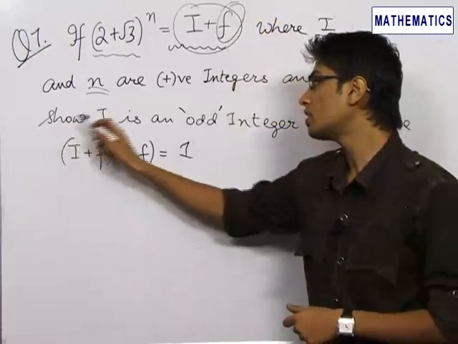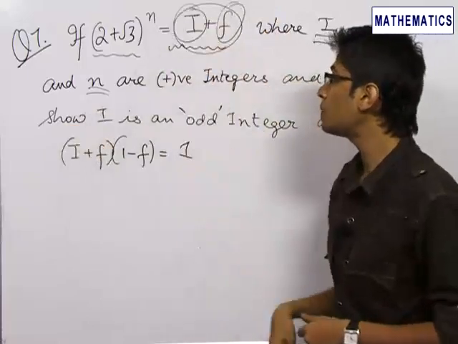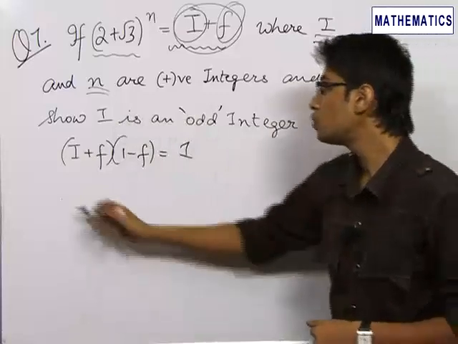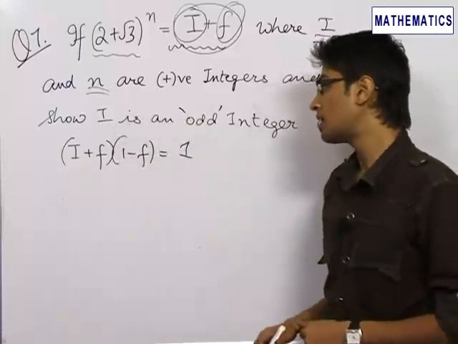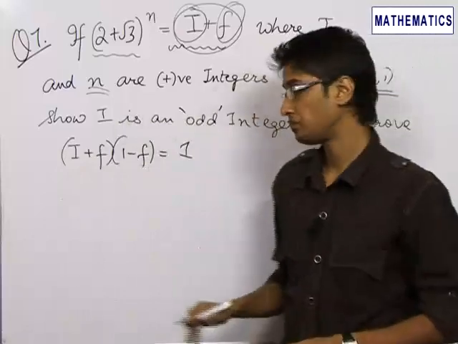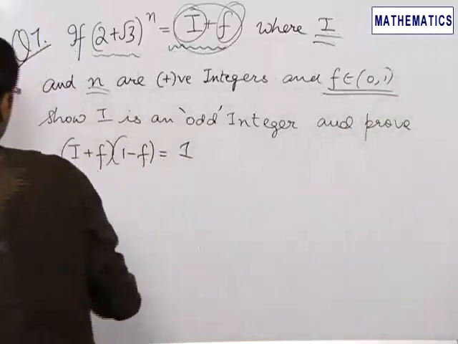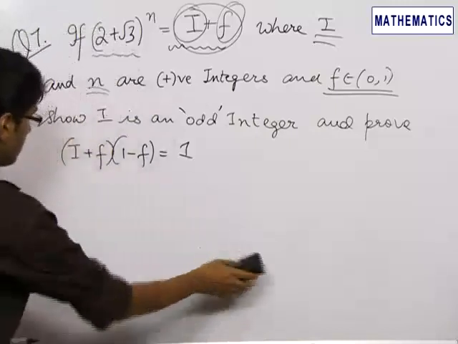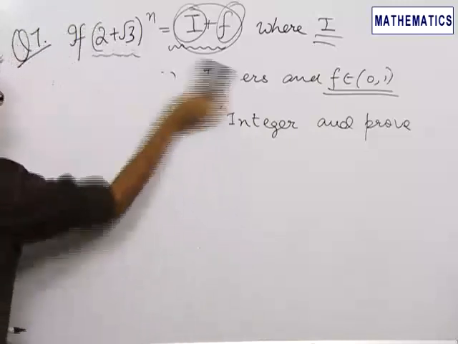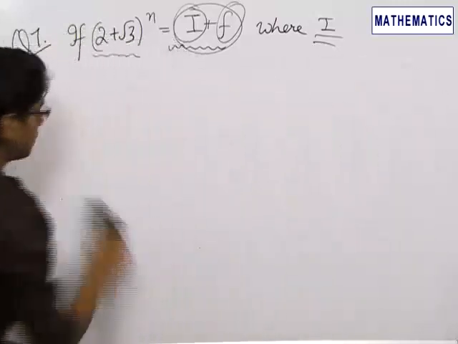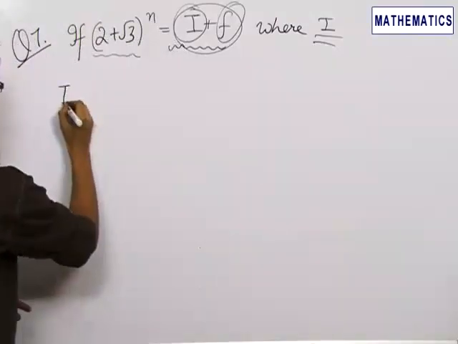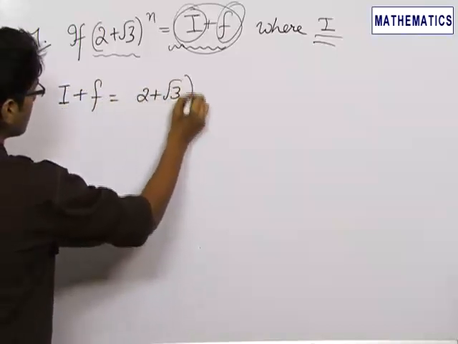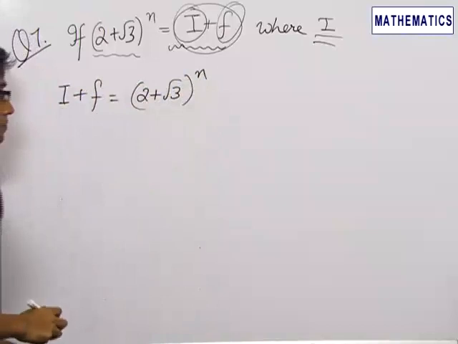Now we have to show that I, the integral part of this number, is an odd integer, and we need to prove (I + f)(1 - f) = 1. Now there is a standard way of doing this problem. What we do first is, we write I + f = (2 + √3)^n.